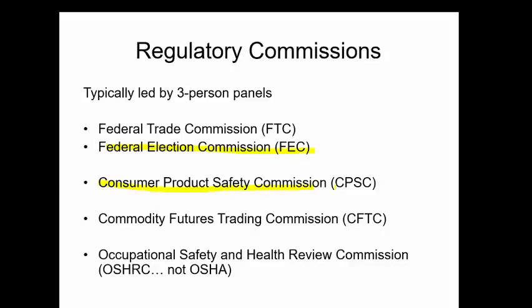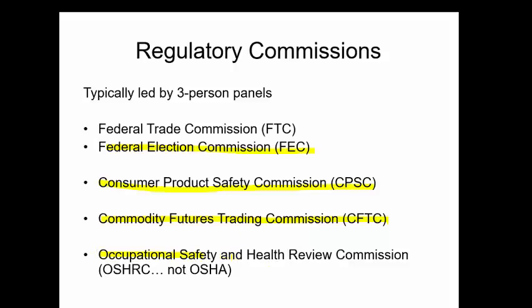The Consumer Product Safety Commission looks over, as you can see right there, the safety of our products. The Commodity Futures Trading Commission came into more prominence as to regulating the trading of stocks and other commodities, futures, and perhaps regulating our derivatives market, things like that, to try to reduce the potential for risk that blows up in our face and could potentially result in another recession, such as the one in 2008.